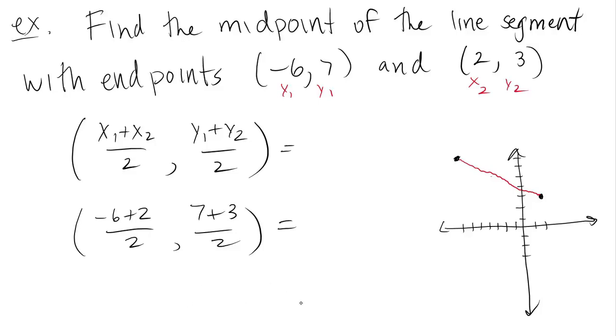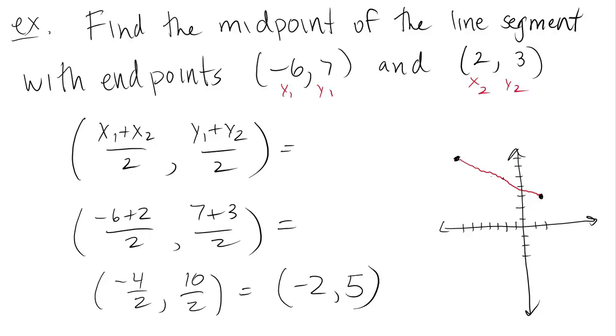A lot of students, when they're learning the order of operations, will complain and say, why do I have to learn this? I have a calculator. That's exactly why you have to learn the order of operations, because your calculator is going to follow the order of operations, so you have to know the order of operations in order to use it. We're going to do the addition first and then divide. So -6 + 2 is -4, divided by 2, and 7 + 3 is 10, divided by 2. And so now we divide and we get (-2, 5). It's going to be somewhere about here at (-2, 5).